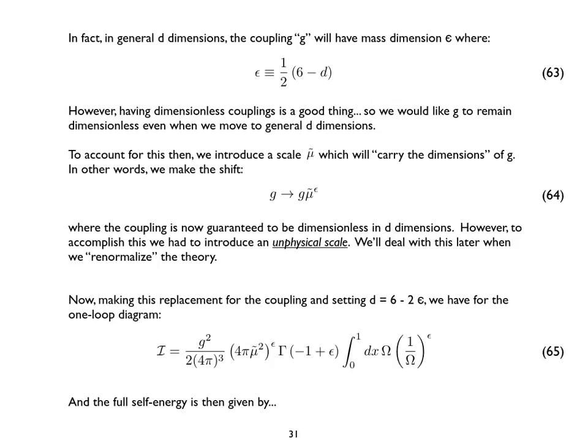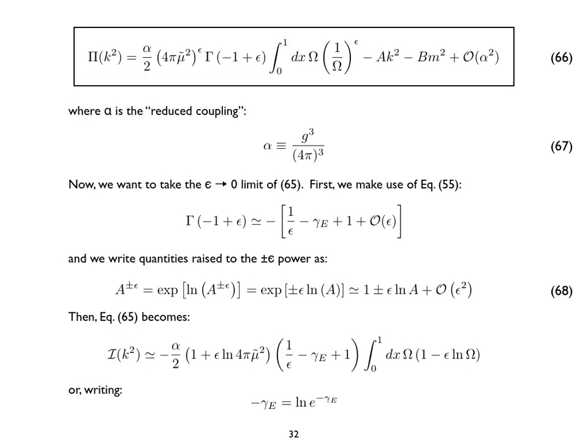So we did the calculation and we replaced d with 6 minus 2 epsilon, because epsilon is the mass dimension of our coupling. And this is what we got. And then we expand. Our final answer was the self-energy. We made a couple of replacements. And then we took the epsilon goes to 0 limit. This is the same thing as taking the limit to d equals 6.